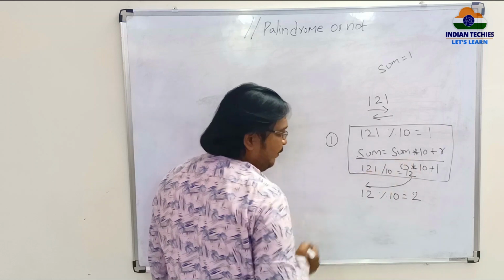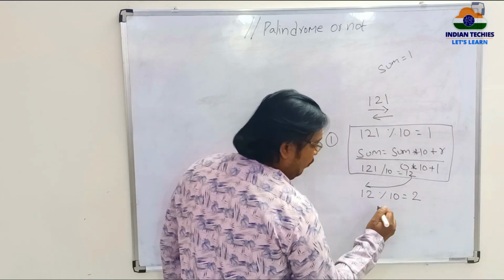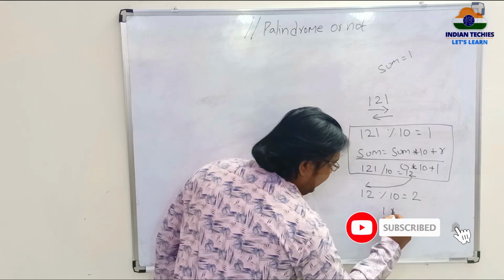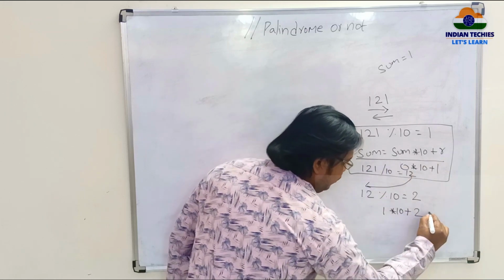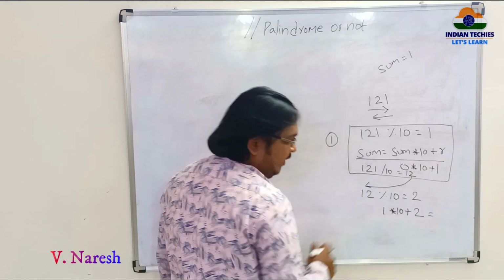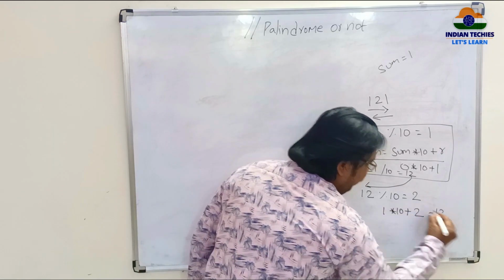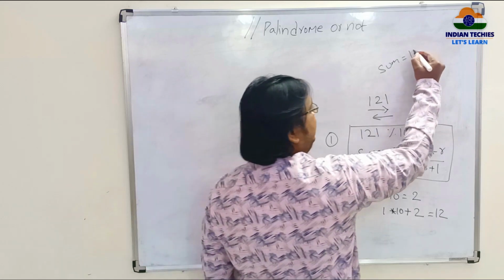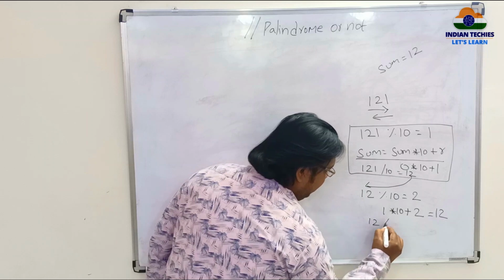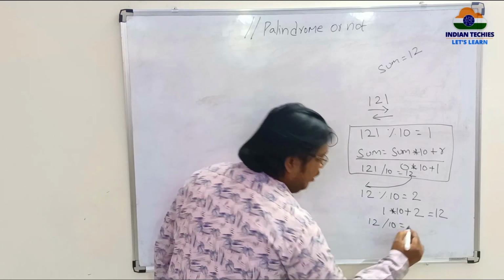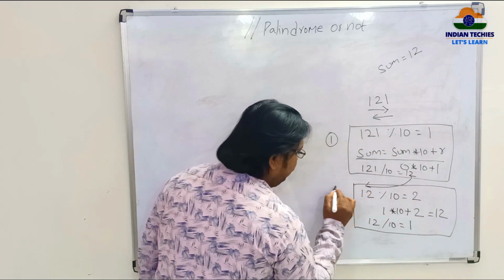What is the remainder? The remainder is 2. Then what is the second step? Sum into 10. What is the sum value? 1. So 1 into 10 plus the remainder, 2, as per this formula. So what is this value now? 1 into 10 is equal to 10, plus 2 is equal to 12. Okay, now the sum value is 12. Next, again divide this 12 by 10, then you will get 1. So this total procedure is step 2.